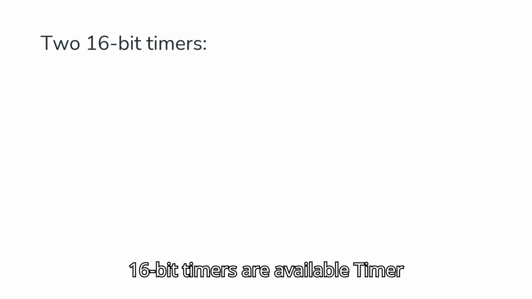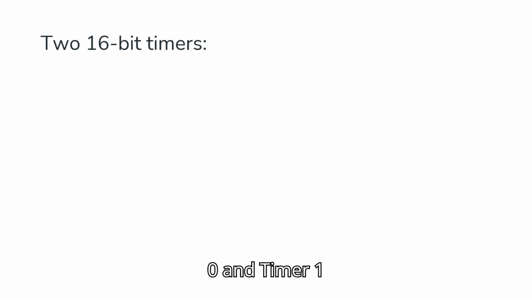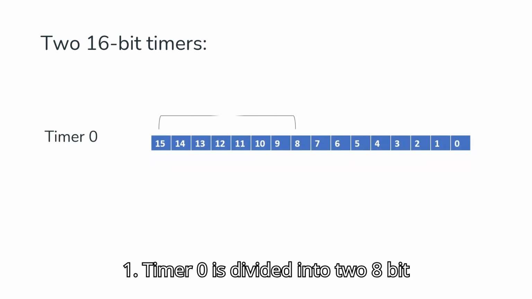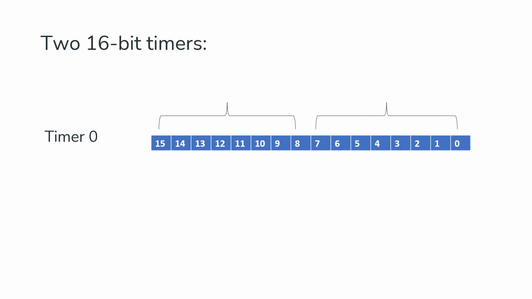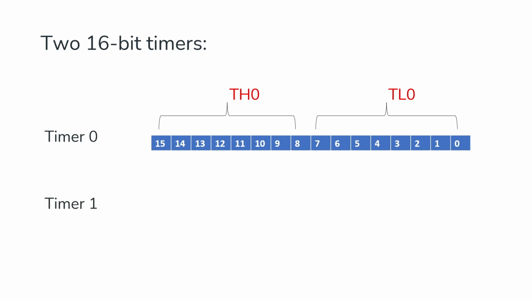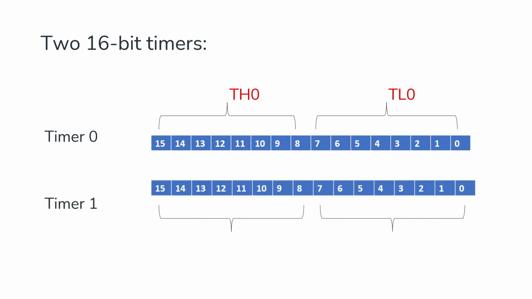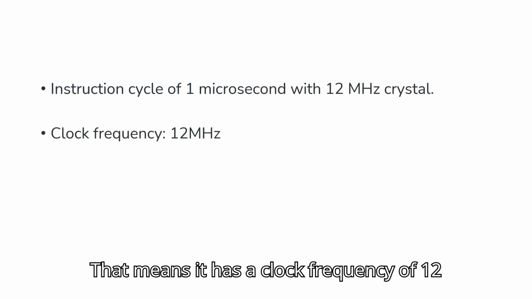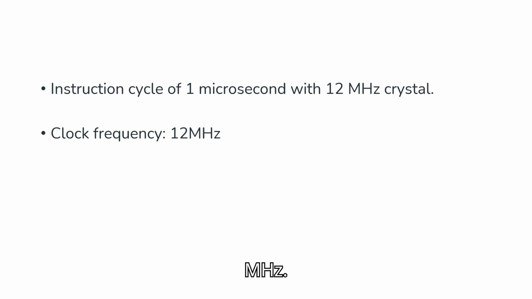In the 8051 microcontroller, two 16-bit timers are available, timer 0 and timer 1. Timer 0 is divided into two 8-bit parts, TH0 and TL0. Timer 1 is also divided into two parts, TH1 and TL1. 8051 has an instruction cycle of 1 microsecond with a 12 MHz crystal frequency. That means it has a clock frequency of 12 MHz.